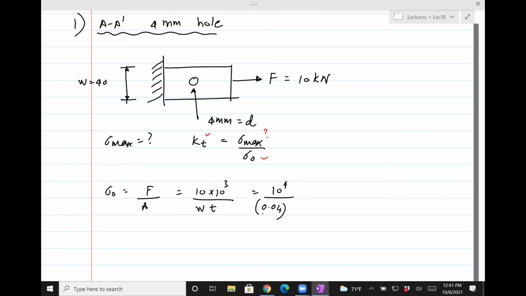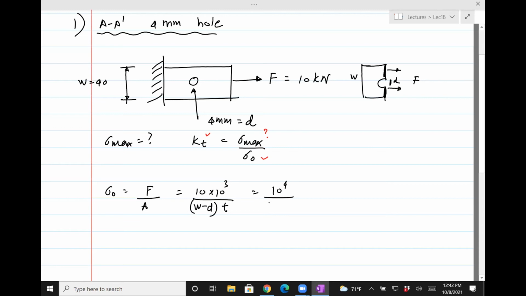Okay, hold on. That's not right. Since we are cutting it here, which I should have done in the first place, this is probably the right way to do it. If we're cutting it here, the stress is borne by this part and this part. So it should be width minus diameter times the thickness, because it's the section A, my bad.